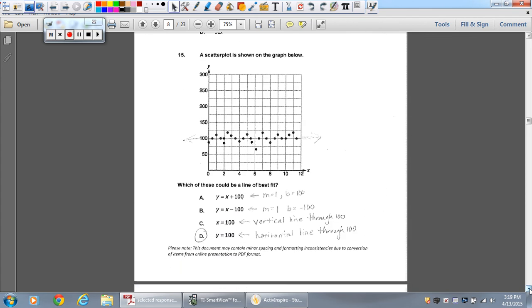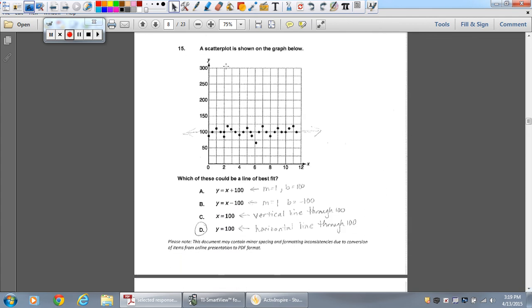Number 15. It's a scatter plot, and we have a line of best fit, so you can see where I sketched in a line, and it looks like it's a horizontal line going through 100. You could have graphed this. This has a slope of 0 and a y-intercept of 100, and so it's D.